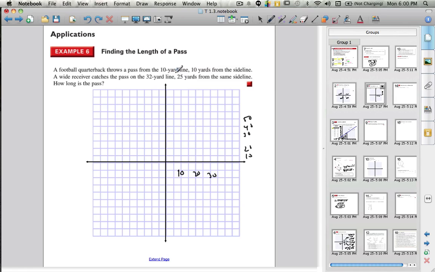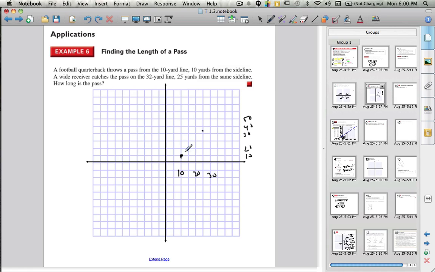Okay, so if we look at where the quarterback is, if he's on the 10-yard line, that would be here, and if he's 10 yards from the sideline, that would be about there. And his wide receiver is going to catch it on the 32-yard line, and he's going to be 25 yards, so that would be about here, and the 32 would be about there.